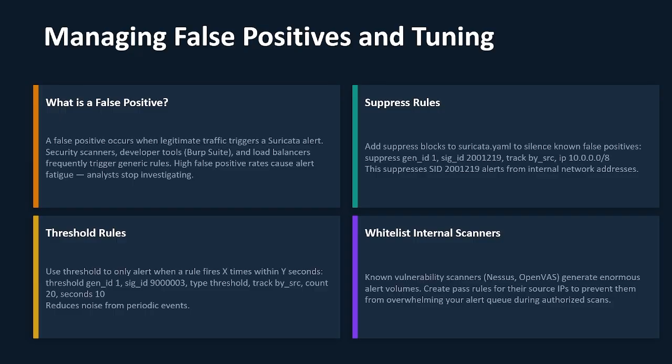You can also add suppress blocks to silence known false positives, like internal IP addresses or specific signature IDs, things of that nature. You can add in threshold rules. So we saw that a slide or two ago, where you have a count over a time frame, and if it exceeds that count, then it flags it. You can also whitelist internal scanners.